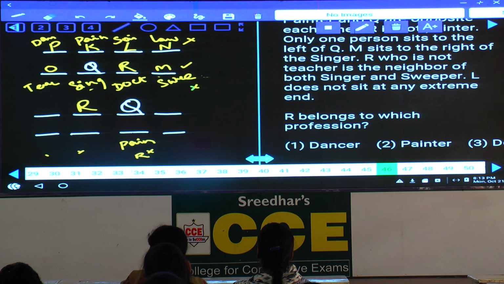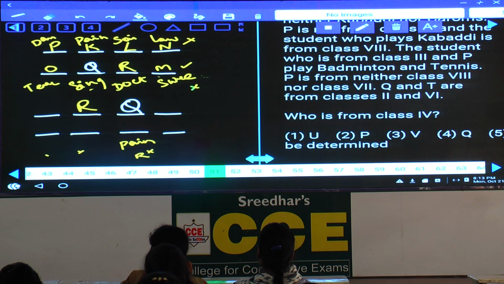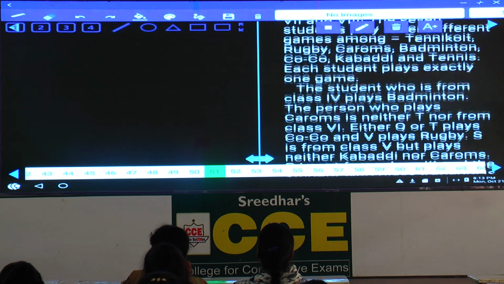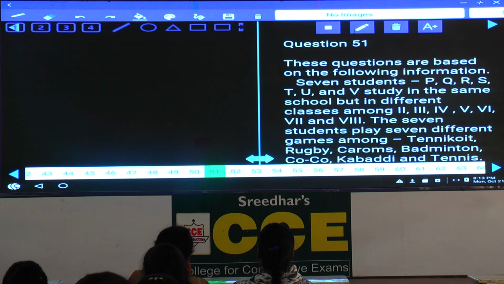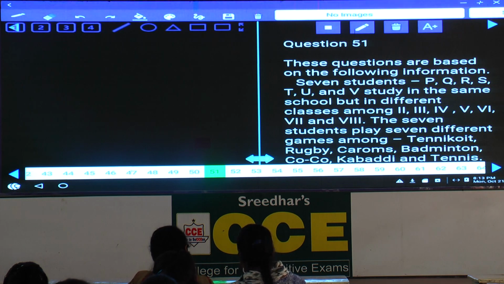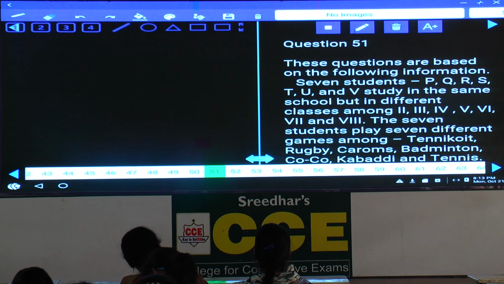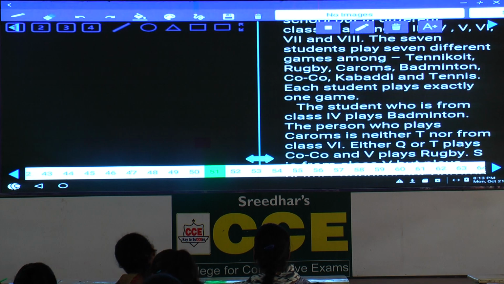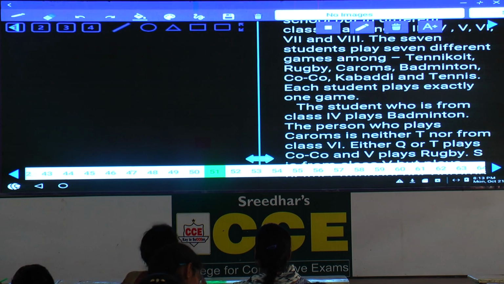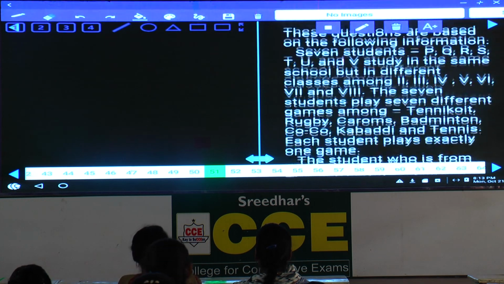Now in this 51 to 55, what is the information we have? Now 7 students P, Q, R, S, T, U and V. U and V study in the same school but in different classes. The 7 students play 7 different games. Now which category does it come under? 2 parameter distribution.